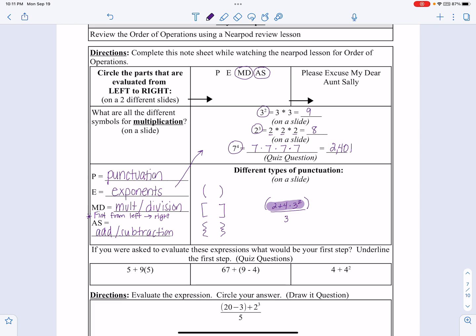Okay, and this is the same thing again, whichever comes first from left to right. But multiplication and division are always going to be before the addition and subtraction. Just be aware.